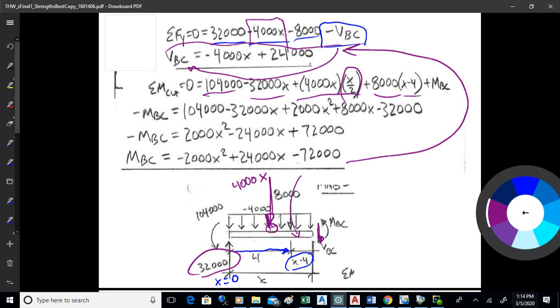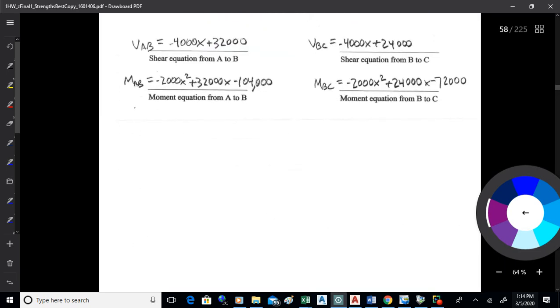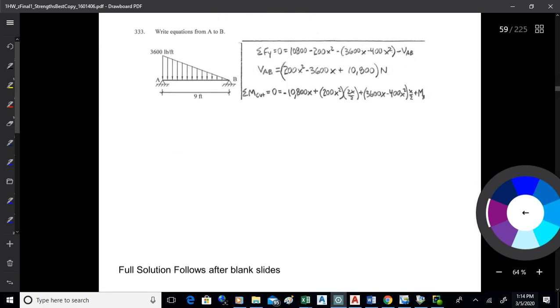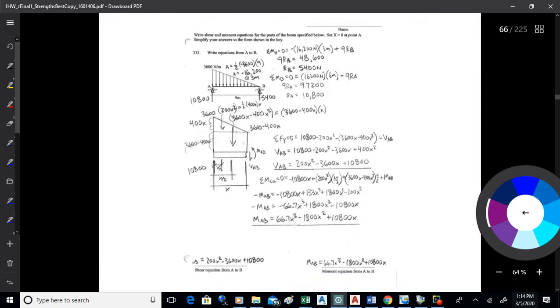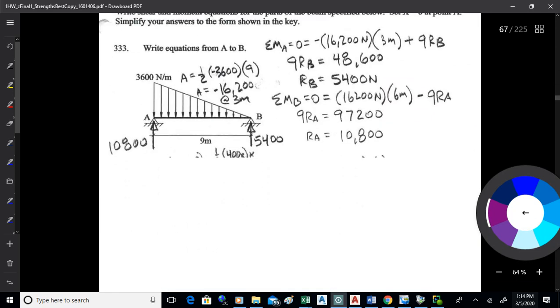All right, so that's the first one. All right, the one after is a little tricky too. What you're going to want to do on that is get the reactions. They're going to be 5,400 and 10,800. You're only going to need one cut for this because it's just a triangular load down. So, but the cut you make gets a little bit involved. So we got 10,800 at A for the reaction, and then 5,400 at B. Okay.